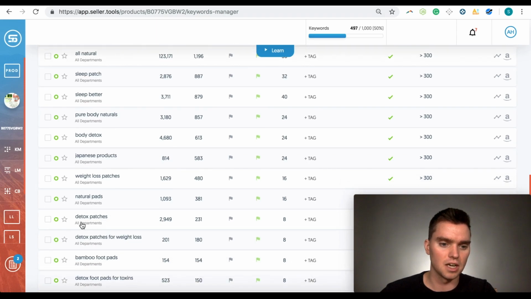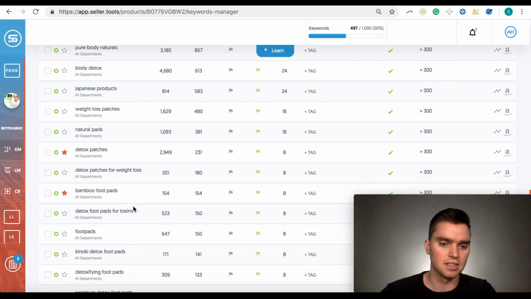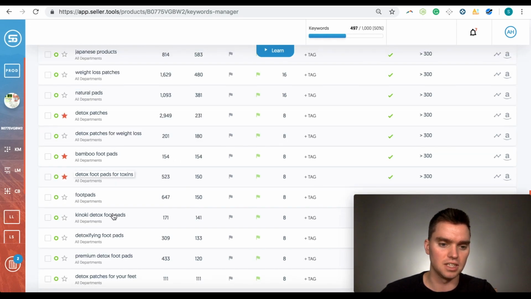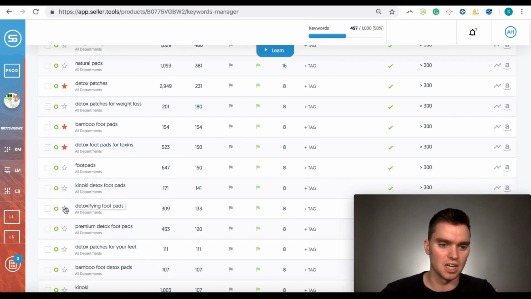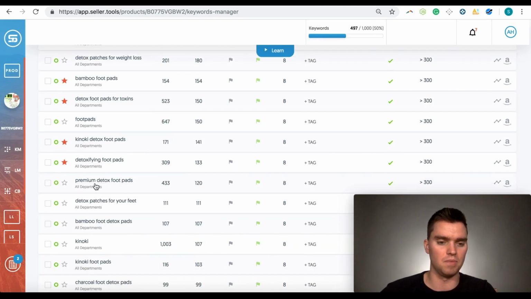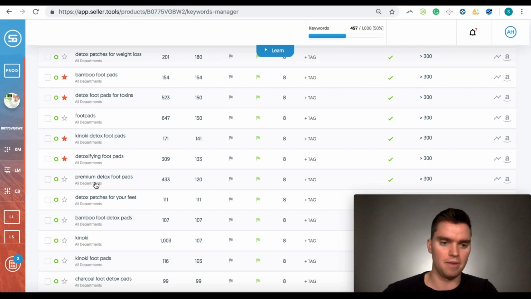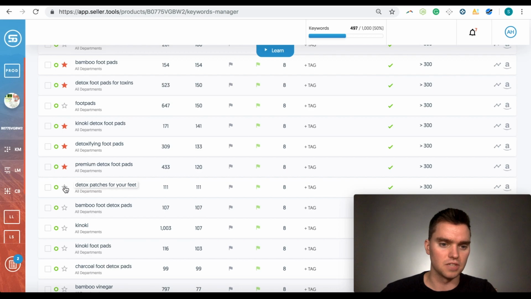Weight loss patches, detox patches, yes. Bamboo foot pads, yes. Detox foot pads for toxins. Foot pads, maybe not. I'll just leave it blank for now. Detox, fine, definitely. Kinyoki, that's probably a popular brand or some kind of word associated, like maybe a type of foot pad. Premium detox foot pads, yes. Detox foot patches for your feet.